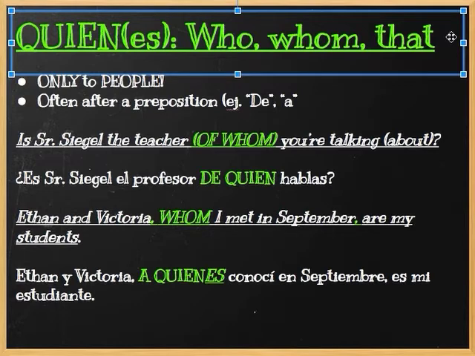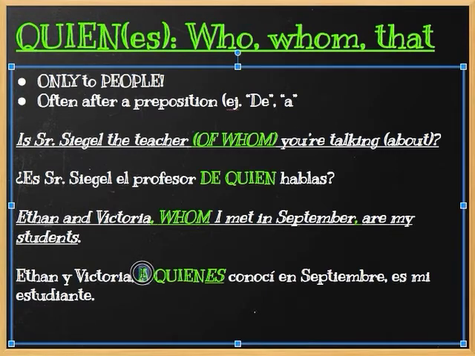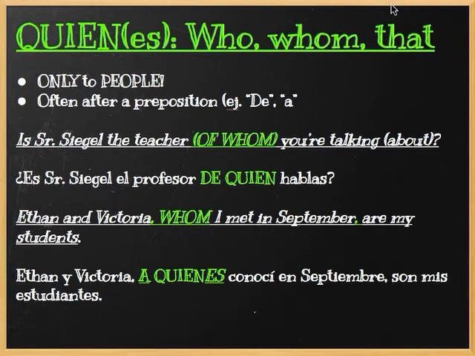So this is a bit complicated when we put it into Spanish. We say Ethan y Victoria, a quienes. We need the a because in Spanish it's called the a personal. So anytime we're talking about meeting someone, seeing someone, we need the a. So Ethan y Victoria, a quienes. And why is it quienes? Because it's two people. A quienes conocí en septiembre. Again, I need to change this. Son mis estudiantes. A quienes conocí en septiembre son mis estudiantes. Esto es muy importante.